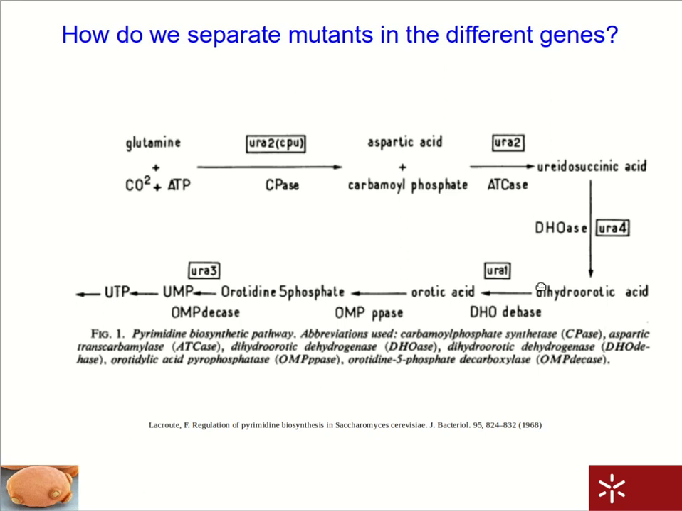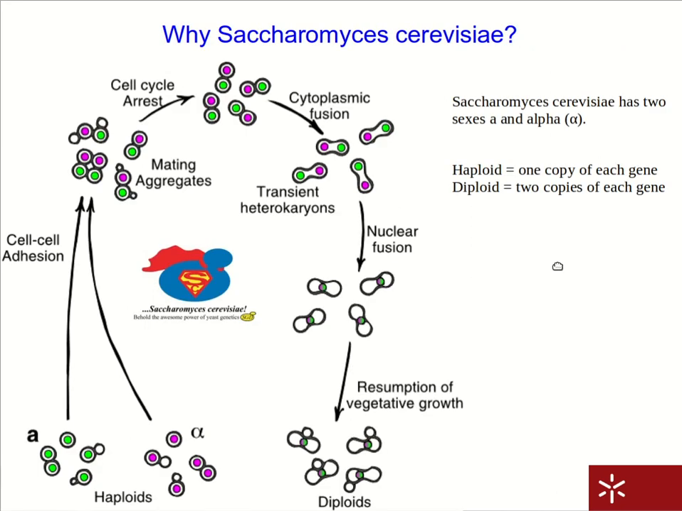So this is the reason why we might want to use Saccharomyces cerevisiae instead of E. coli in this case. Well, why Saccharomyces cerevisiae instead of E. coli in this case? Well, it depends on the sexual cycle of Saccharomyces cerevisiae. It has 2 stages to its life cycle here.